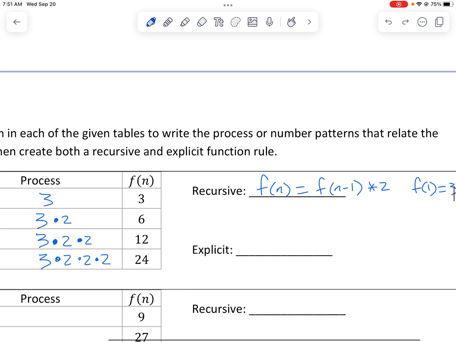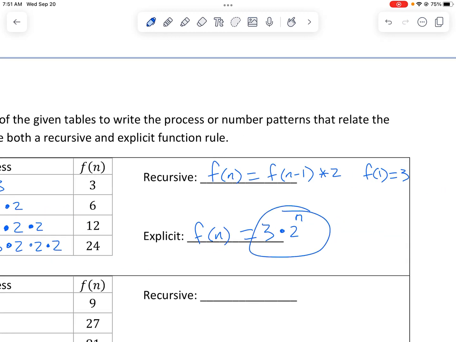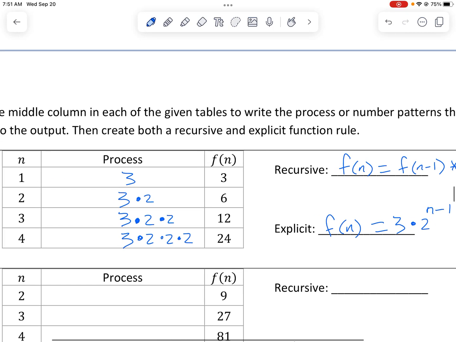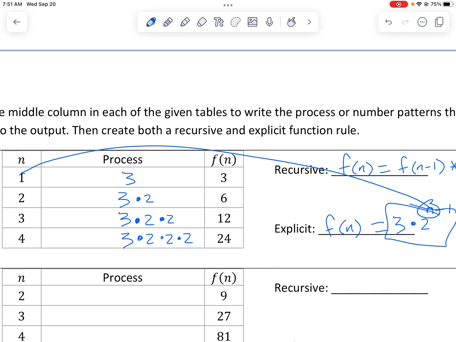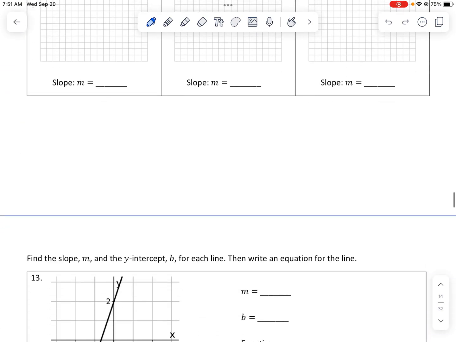On the explicit function, it's very similar. You want to figure out what your starting number was, which was 3, and what's happening to it is timesing by 2. And how many times? We're going to do it n times, but again, when we put in a 1, that would actually give us an answer of 6, so we need to do something to the exponent here to make it match up. We're actually going to subtract 1. That way, if you plug 1 into your function, the output is going to be 3. So you need to make sure you put the n minus 1 there. So there's that one. And then we got one last one.